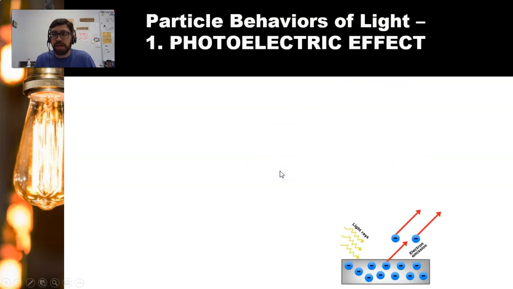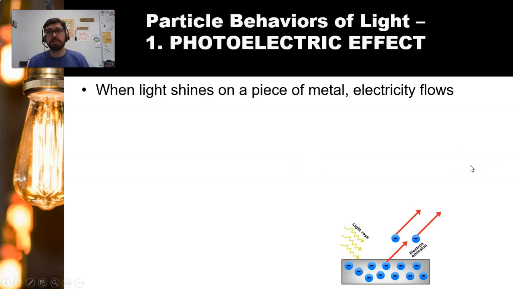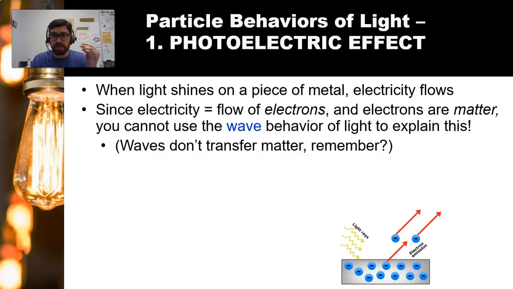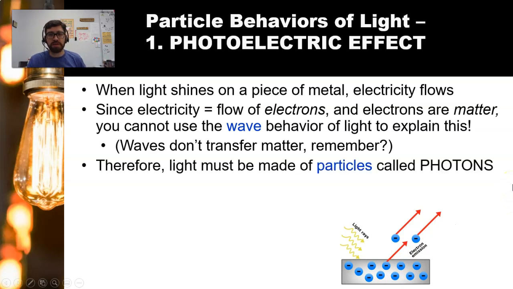Basically, what the photoelectric effect is: when light shines on a piece of metal, a special piece of metal, we've observed that electricity flows. Well, we know that electricity is the flow of electrons, and electrons are matter, right? So this is an interesting, curious thing that happens. But what is interesting is that we cannot use only the wave nature of light to explain this, okay? Because we said at the very beginning of this whole waves unit that waves do not cause the transfer of matter, so we cannot use the wave nature of light to explain the fact that when light shines on a piece of metal, electrons jump off. It can cause electrons to flow, electric current to flow.